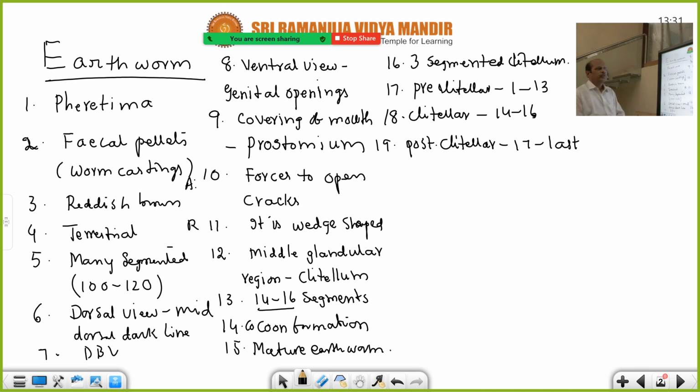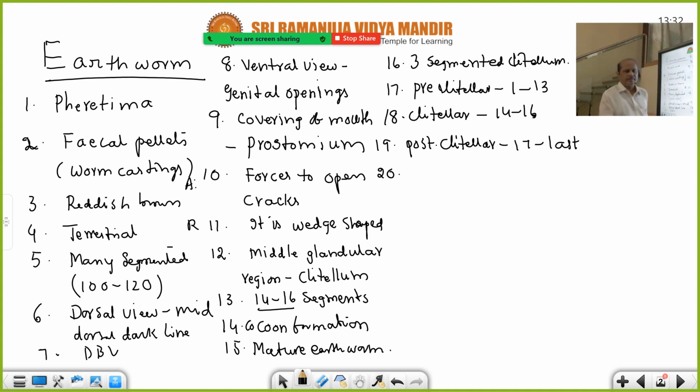Okay, this is about the regions of the body. Unlike the cockroach, with head, thorax, abdomen, or humans, with head, neck, trunk, and all these divisions, here the pre-clitellar, clitellar and post-clitellar regions are clearly identified by the presence of the clitellum.